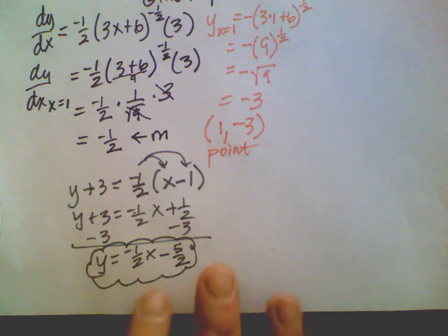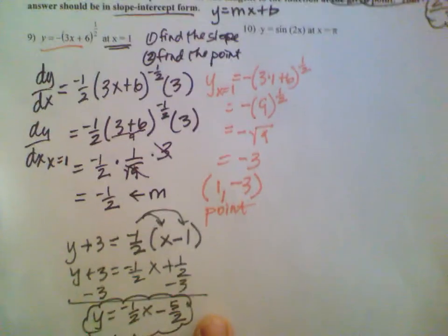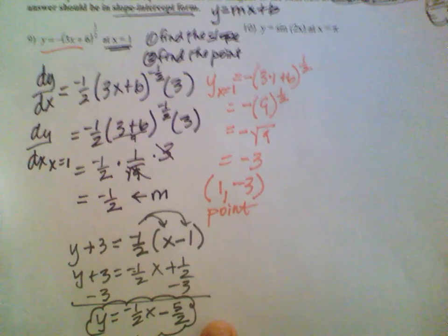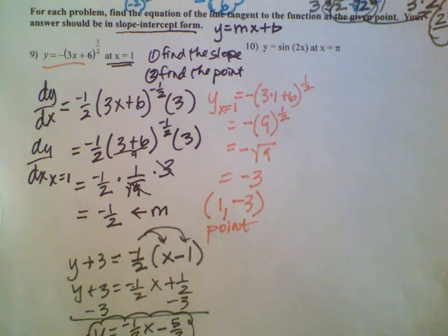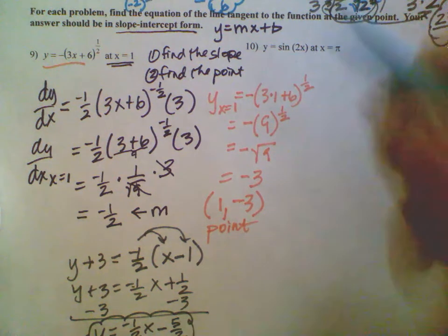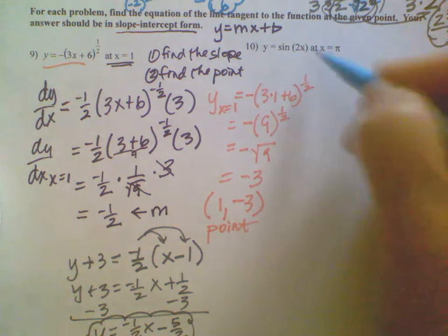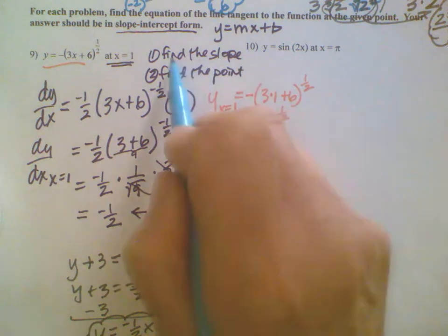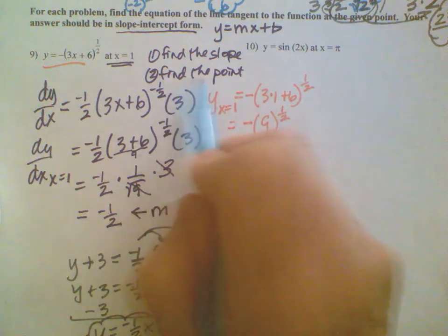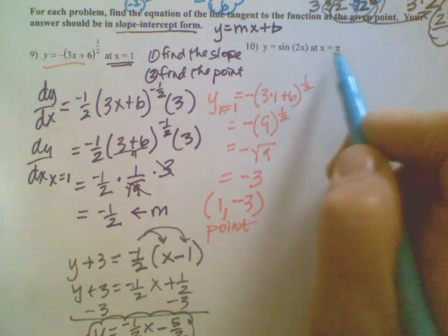Okay, one more. This one brings back some trig. Don't be afraid of the trig. Again, we're going to follow the same steps that we did. And hopefully you're feeling a little bit more comfortable with finding the derivatives of the trig and then evaluating trig functions. But again, I have to follow that same procedure. I need to find the slope and I need to find the point because I'm only given the x value.